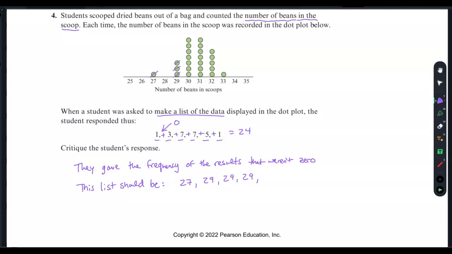Next would be 30, and I had 7 of those. So I would list the number 30 7 times. There's 4, 5, 6, 7. That takes care of those. They had 7 scoops that had 31 beans in them. So I'm going to go down here and list those. 1, 2, 3, 4, 5, 6, 7. And then we had scoops with 32 beans. There were 5 of those. So I'm going to list the number 32 5 times.